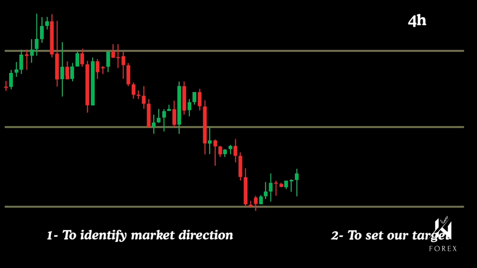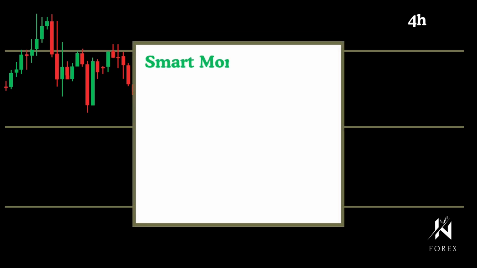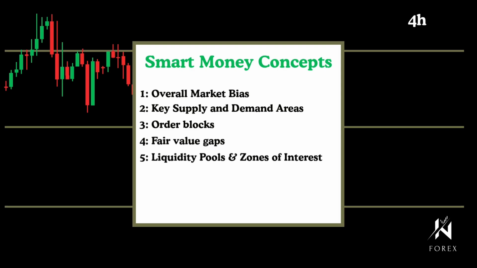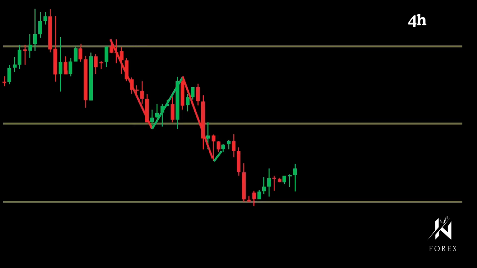The 4-hour time frame is also where we implement smart money concepts in full. This includes overall market bias, key supply and demand areas, recognizing order blocks, fair value gaps, liquidity pools and zones of interest, and potential setups and trade opportunities. In this scenario, the market has recently broken below a key daily level with strong momentum, signaling that supply is currently in control.